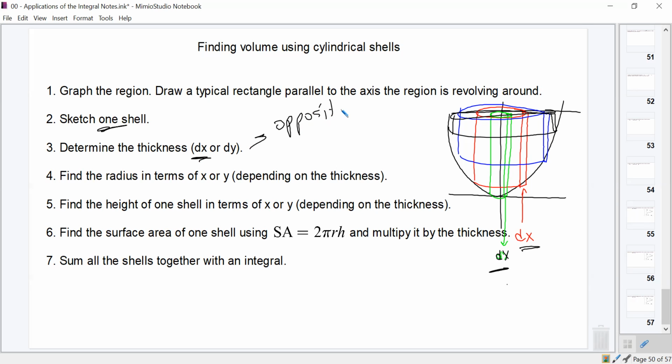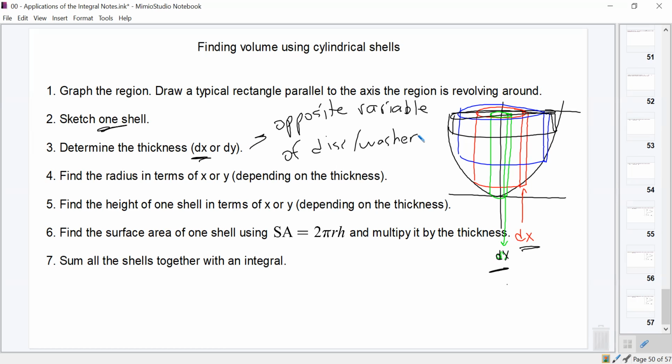This is the opposite variable of disks or washers, which is really convenient because there will certainly be some instances where it'll be impossible for us to use one variable.